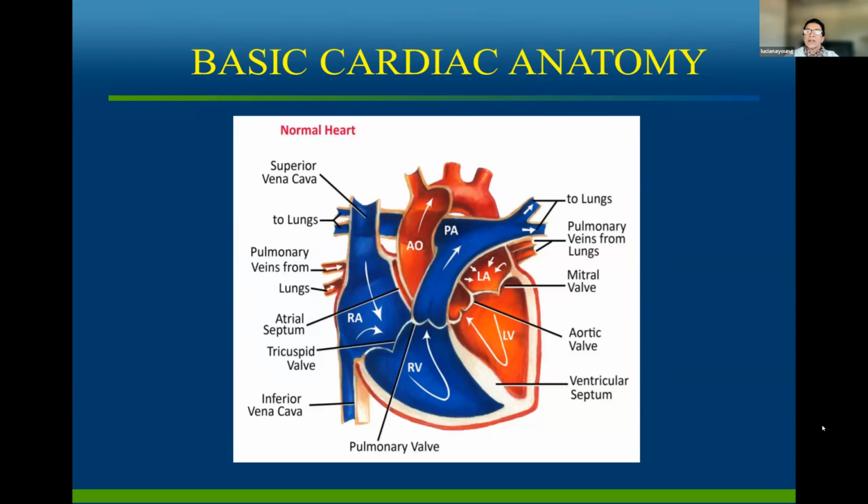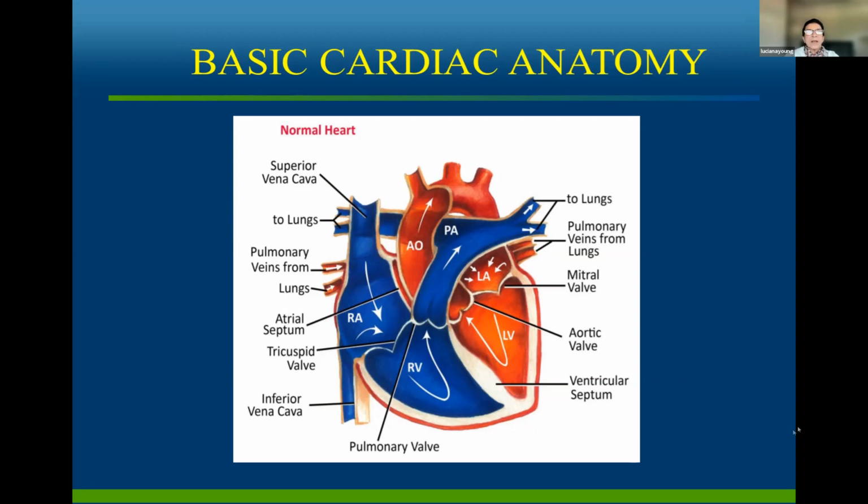It then returns to the left side of the heart here, full of oxygen to the left ventricle, and is then pumped out the aorta. The left ventricle is a high pressure pump that pumps that blood out the aorta to all the different vessels, organs of the body. So it is a high pressure chamber, as is the aorta.